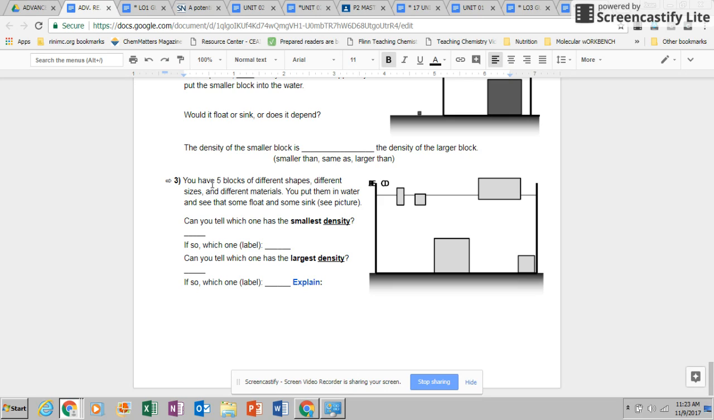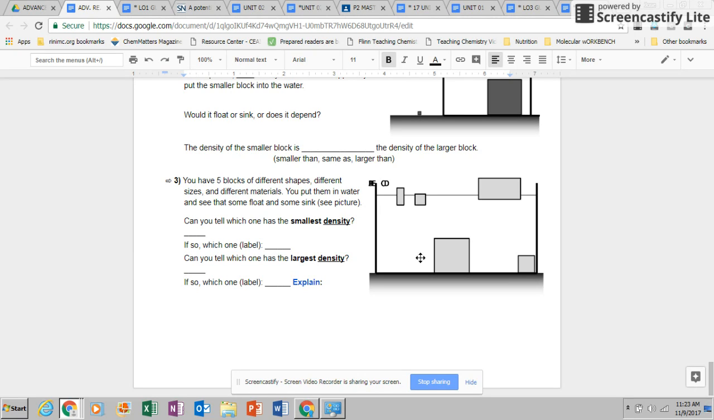And lastly, you have 5 blocks, and they all have different sizes and different shapes. They are made out of different materials, and you put them in the water, and you see that some are floating and some are sinking. Can you tell which one has the smallest density? Yes, the smallest density will float the most, this one. You just have to label it yourself. You could use 1, 2, 3, 4, 5, or A, B, C. In this case, C would float, however you label it.